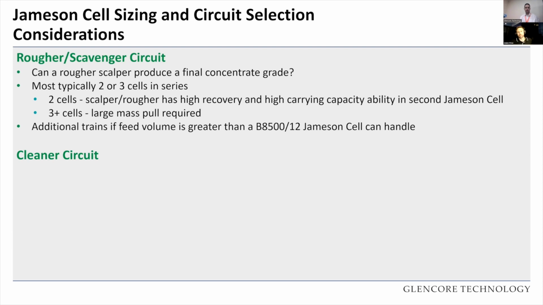We would then also jump to having additional trains. Our biggest cell now is the B8512, which John would have spoken about earlier. So if we end up with a scenario where feed volume is too great for this biggest single unit, then we would look at multiple trains or multiple lines. It can also occasionally be a preference of the client to have multiple lines for either a ramp up scenario or operating at different sort of capacities at different times.